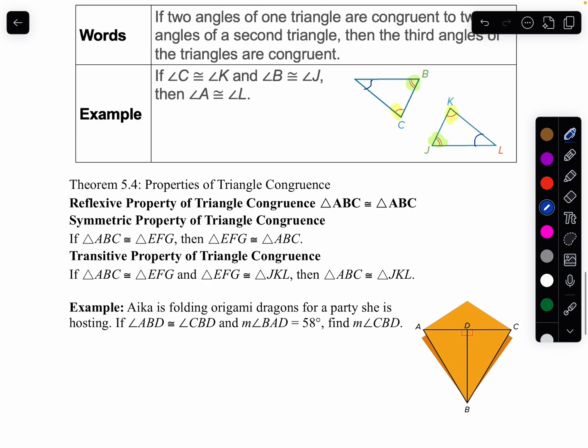When we look at our triangles, we have reflexive, that is, I know a triangle is congruent to itself. We have symmetric, that is, if triangle ABC is congruent to EFG, I can just write them in a different order. I can write EFG first. And I got transitive, says if I have two triangles that are congruent to the same triangle, I know those two triangles are congruent. So in the example I gave you, ABC is congruent to EFG, and EFG is congruent to JKL, so therefore ABC is congruent to JKL.